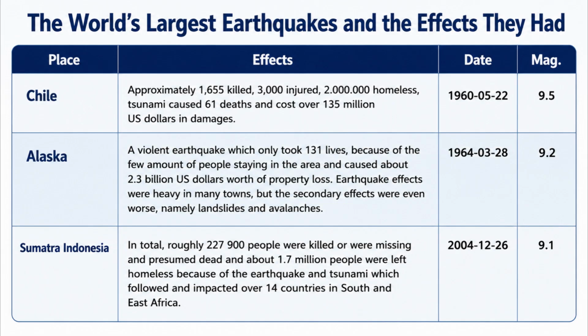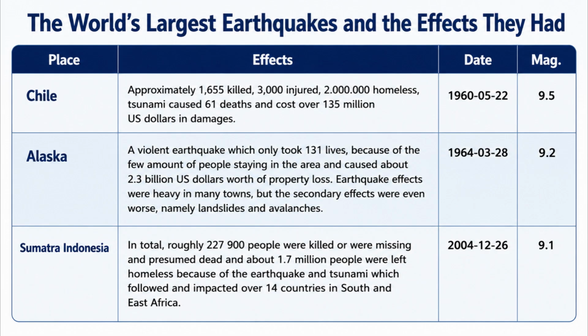So let's quickly just look through the world's largest earthquakes and the effects they had. So in 1960 in Chile, approximately 1,655 were killed, 3,000 were injured, 2 million homeless. A tsunami caused 61 deaths and cost over $1.135 million in damages. That had a magnitude of 9.5.